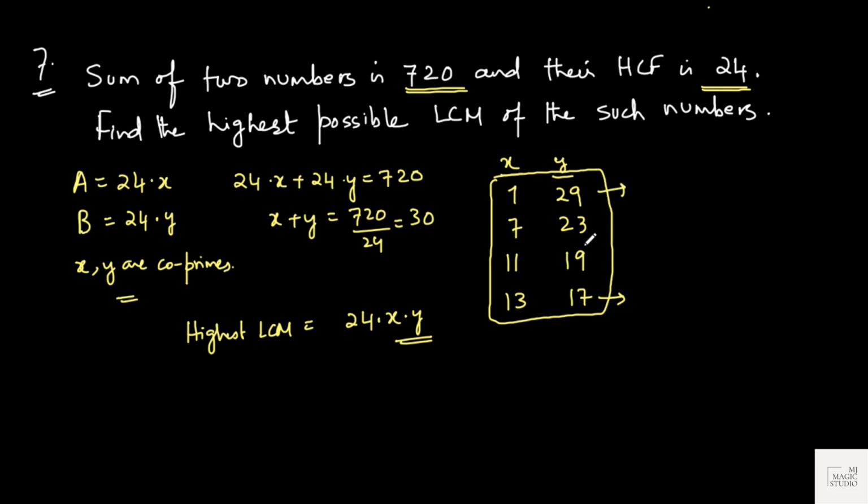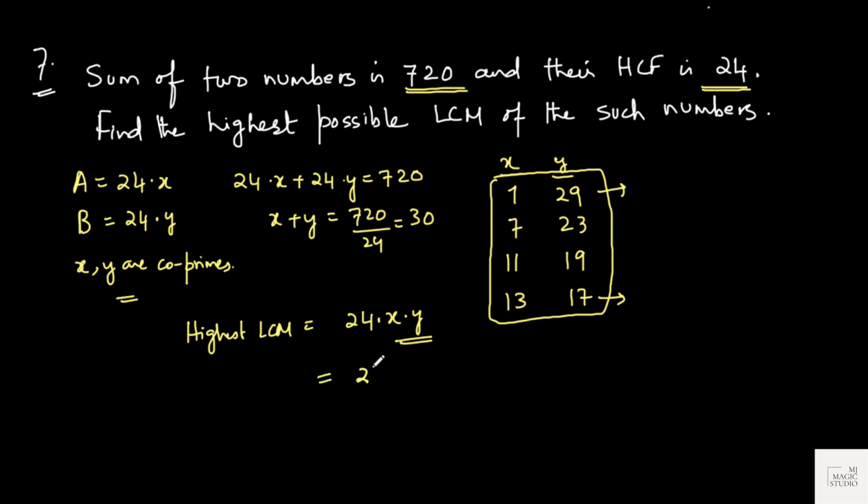So that is also one of the properties that for a given sum of numbers, suppose the sum of numbers we know, then the product is maximum when both the numbers are the same. That is the property. Along with that, we can use this property also that if the sum of numbers is given, the product is maximum for that pair where the difference between the two numbers is least. So out of these 4 pairs, the pair where the difference between the numbers is least is 13 and 17.